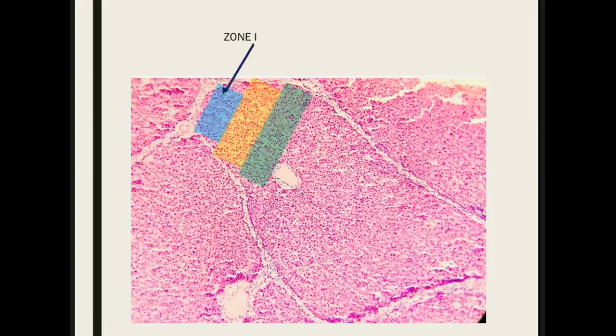Zone 1 would be the most oxygenated area, primarily because it is the nearest to the portal area. Next would be zone 2, the yellow shaded area, and zone 3 would be the green shaded area. Zone 3 is the least oxygenated, primarily because it is found farthest from the portal area or the portal triad.